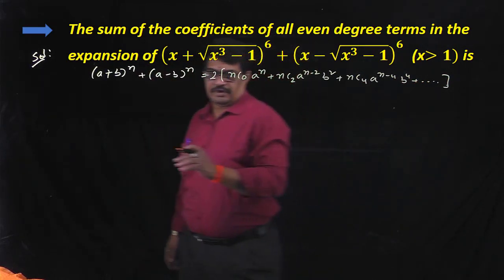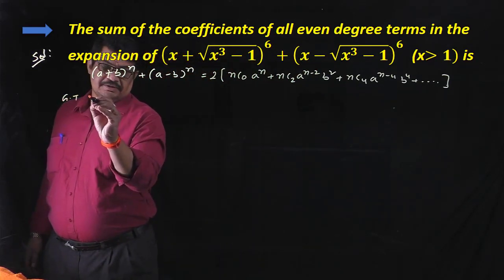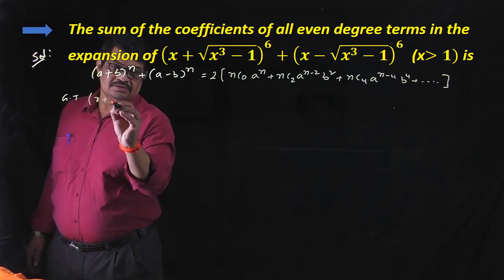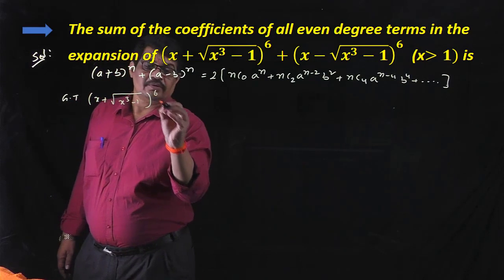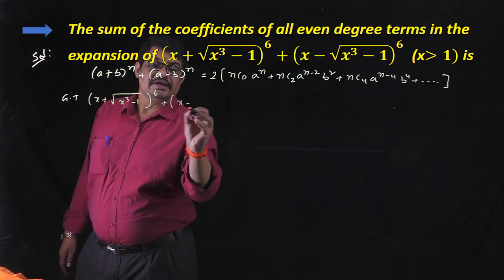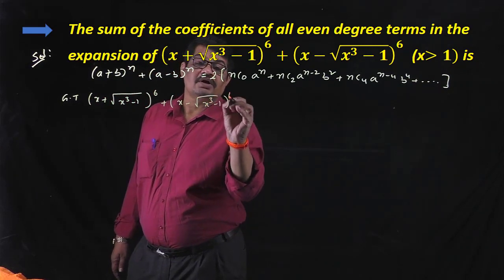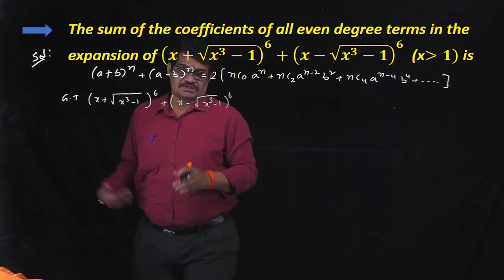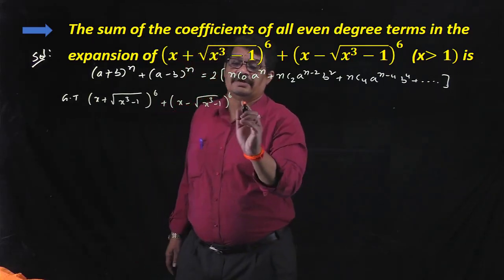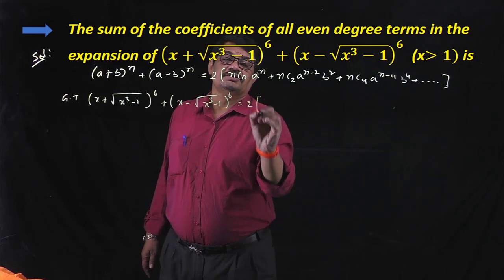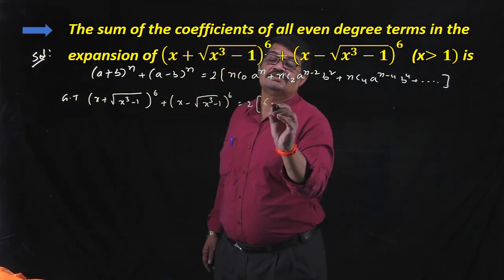So what is the given expression? That is (x plus square root of x cube minus 1) whole power 6 plus (x minus square root of x cube minus 1) whole power 6. So this is the given expression. Now we are using this formula, expanding this one. This is 2 times of, here what is n? n is 6.